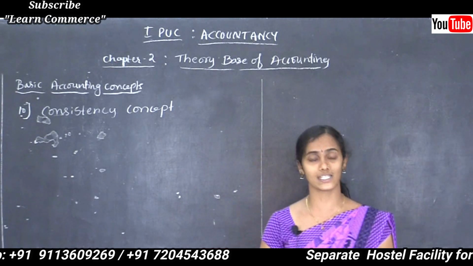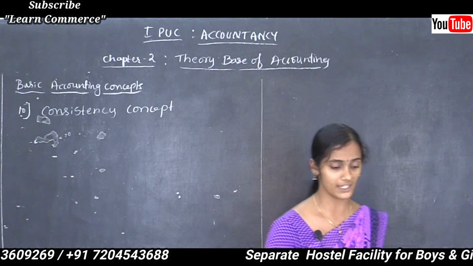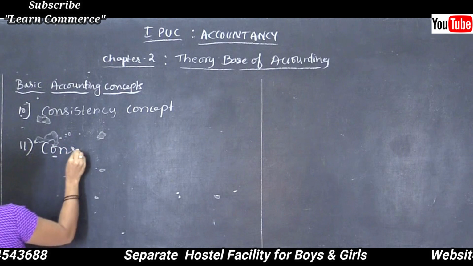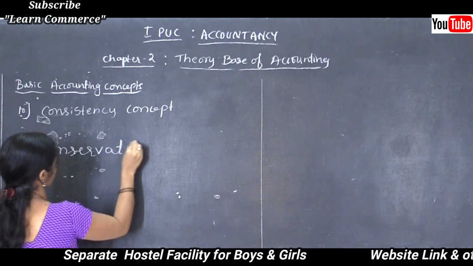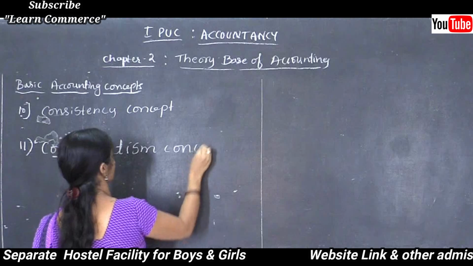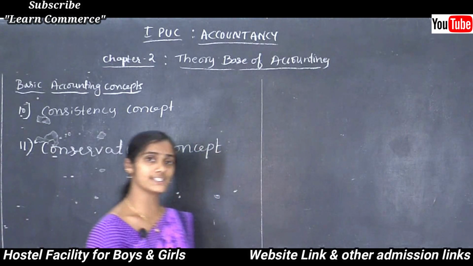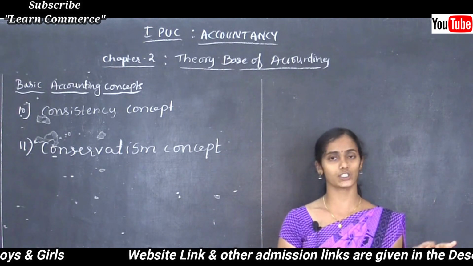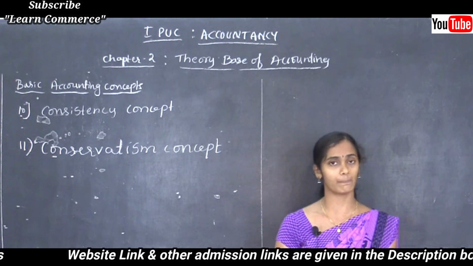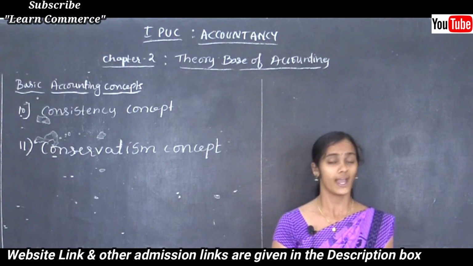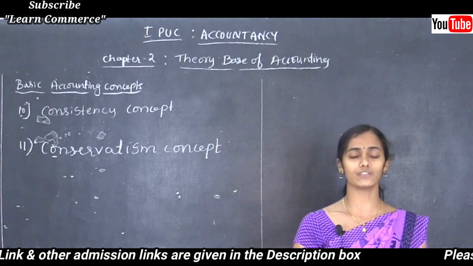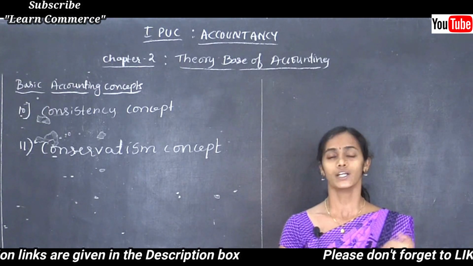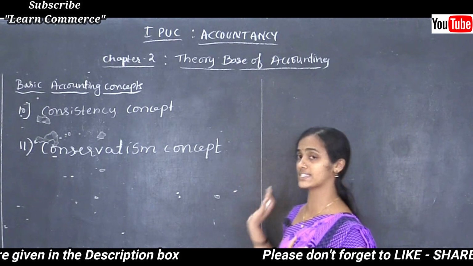That is about consistency. And the next important concept is the conservatism concept. See, consistency means what? Every organization needs to follow the same accounting methods while preparing the profit and loss account or balance sheet. When preparing the financial statements, we need to follow the same uniform accounting methods. That is about the consistency concept.